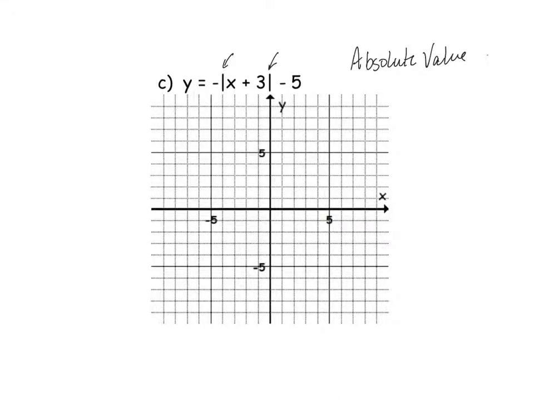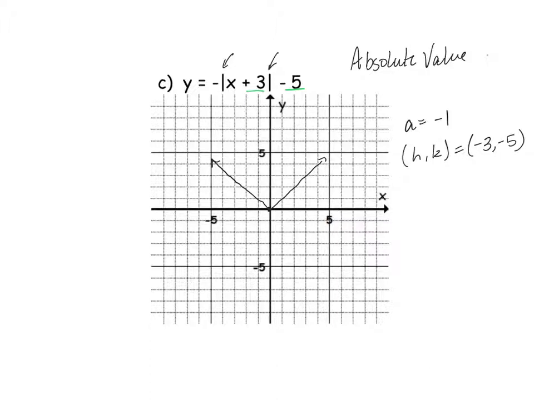So what that means is my original, I'm going to go out one and up one in both directions. So that's what my parent graph looks like. But a couple of things have happened. One, I have a negative out front, which means my A is -1. I also have a change in H and a change in K. So my HK point, or my locator point, is now -3, -5.